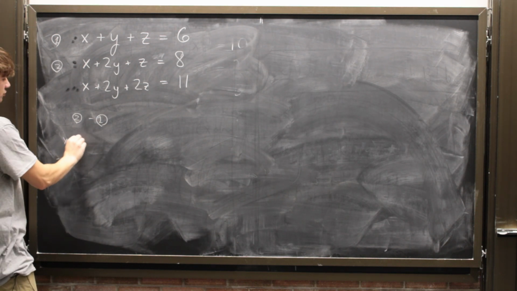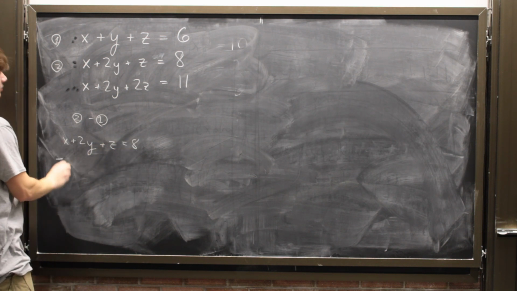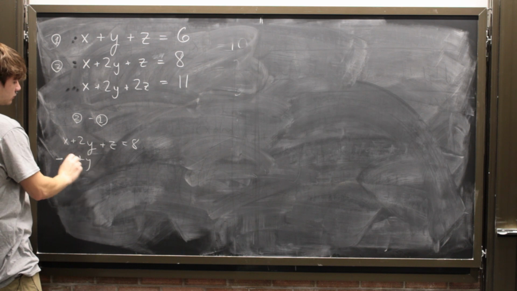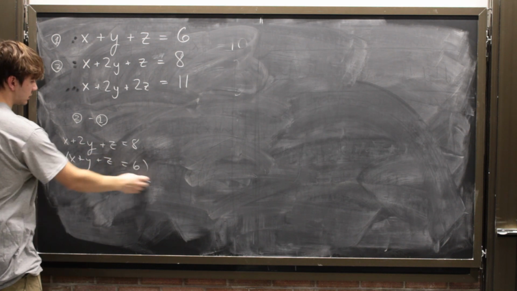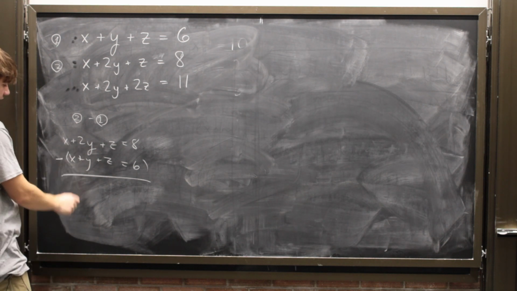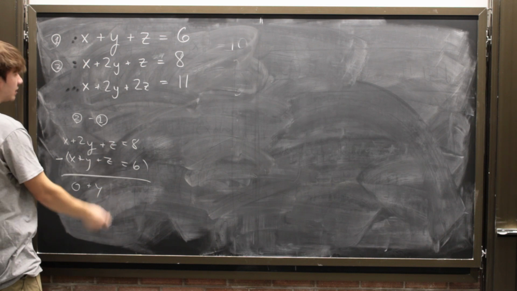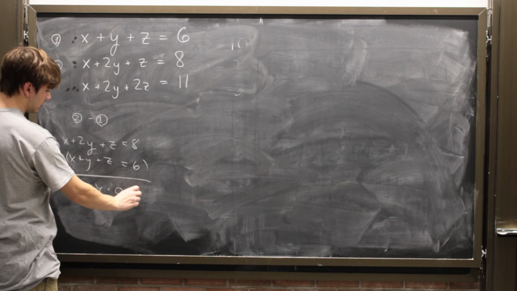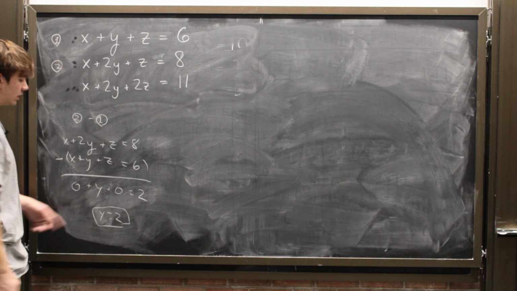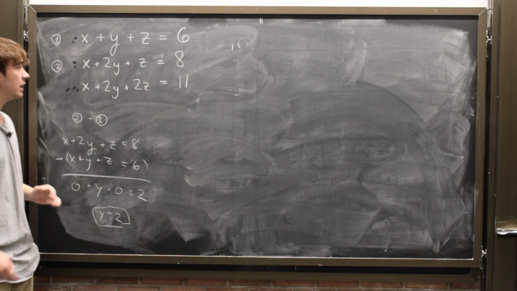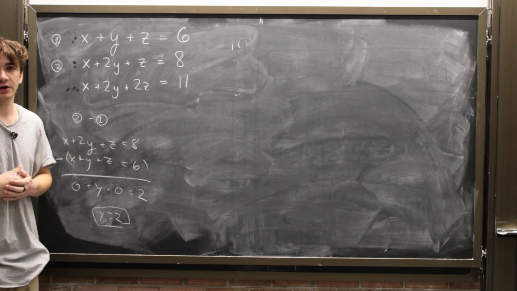So I get x plus 2y plus z is equal to 8, and then minus x plus y plus z equals 6. And when I subtract these equations, the x's will cancel. I get 2y minus y is y. z minus z, z cancels as well, and this is equal to 2, so I can actually get y is equal to 2. And then I can plug y equals 2 back into this system and proceed further by adding and subtracting equations together.